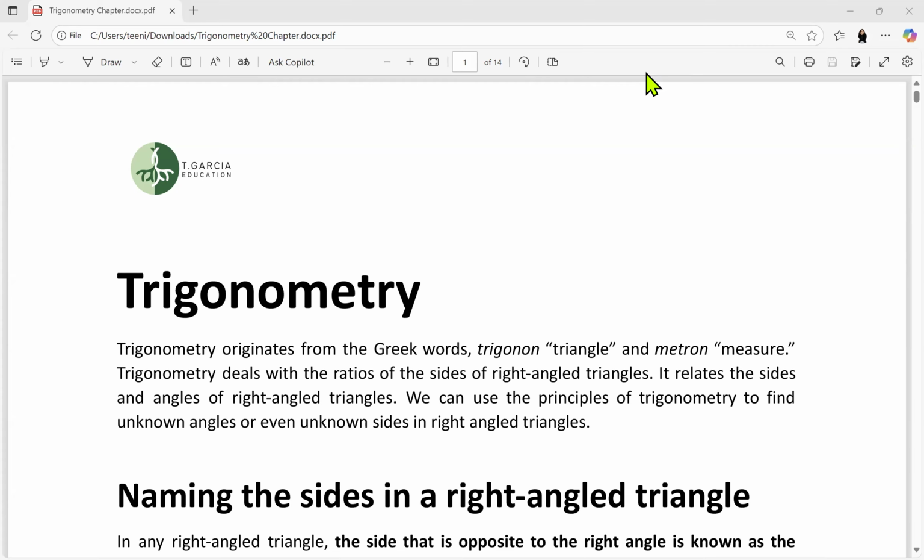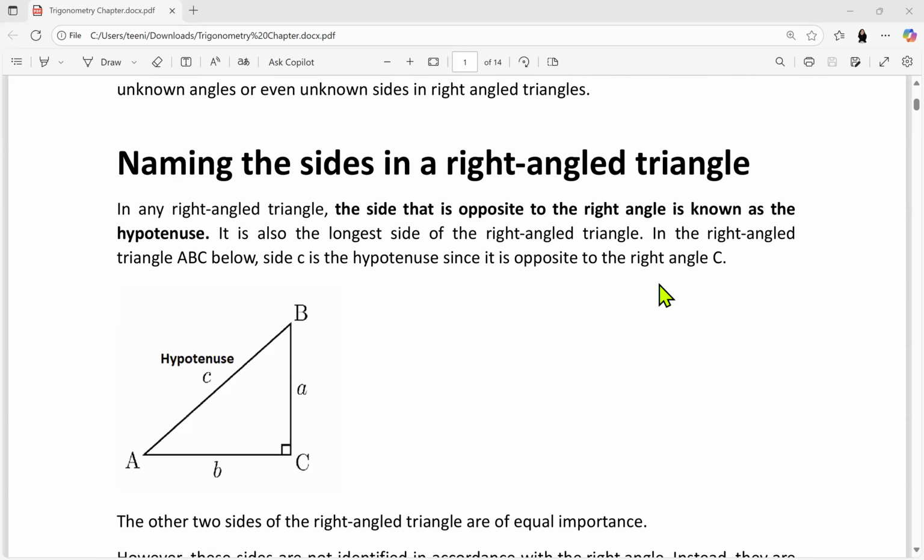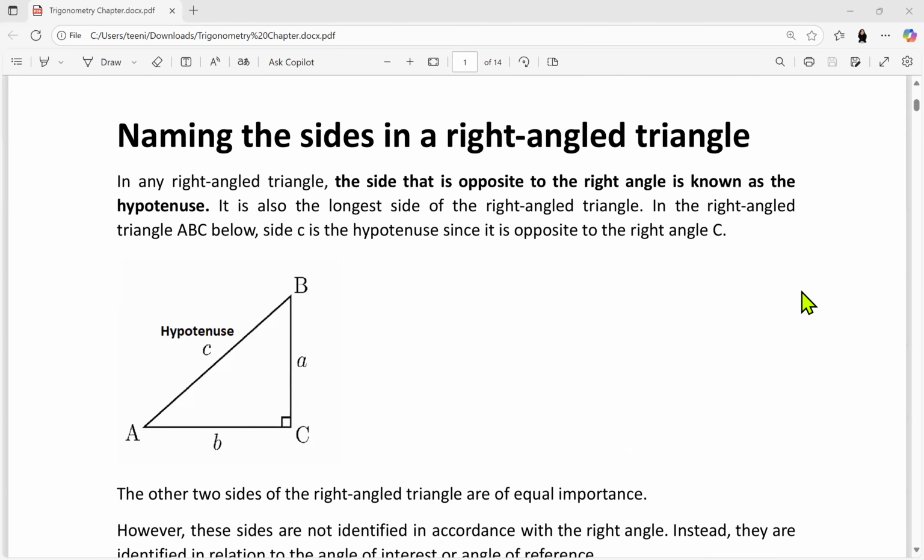right angle triangles, right? So it's not just any type of triangle. It's specifically for right angle triangles. And it deals with the ratios of the sides of the right angle triangles, right? So one of the most important things in trigonometry is being able to correctly identify the sides of the triangle.